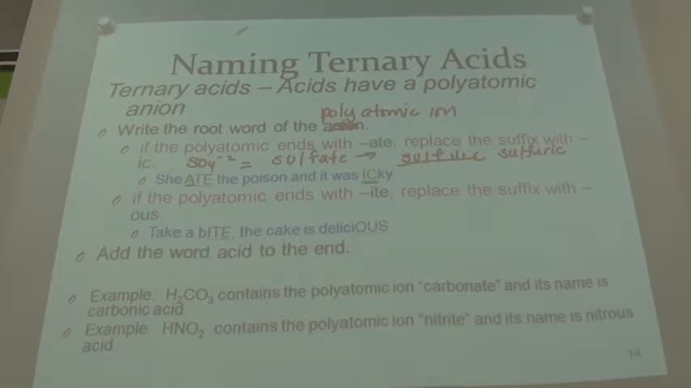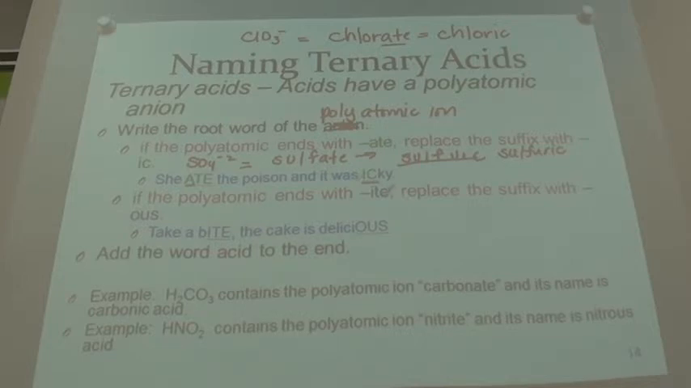Please find chlorate. Its formula is ClO3 minus 1. It is called chlorate. So the name, you would change the ATE to IC, chloric. Get how this works?